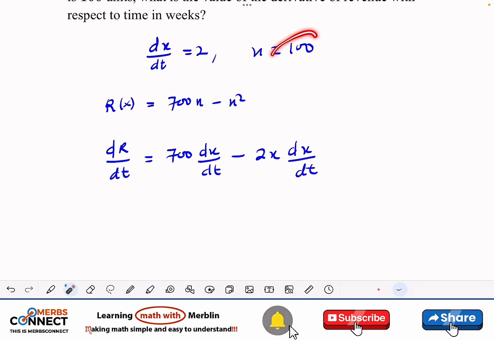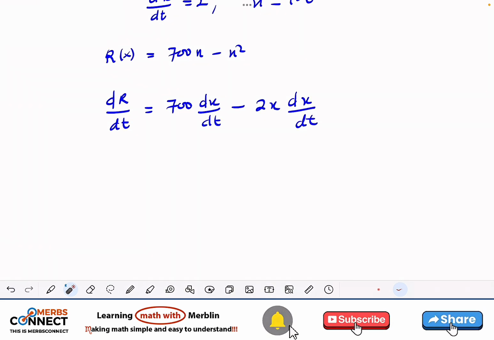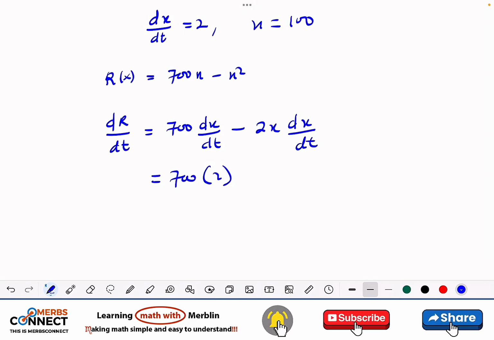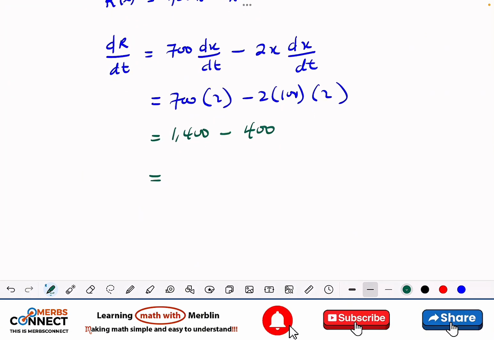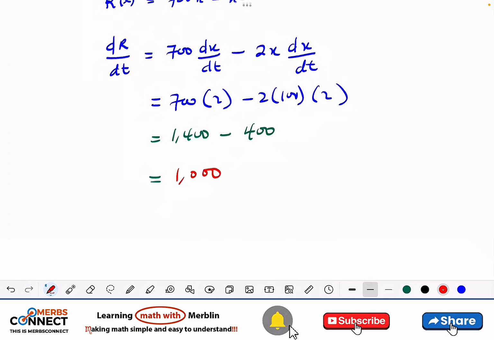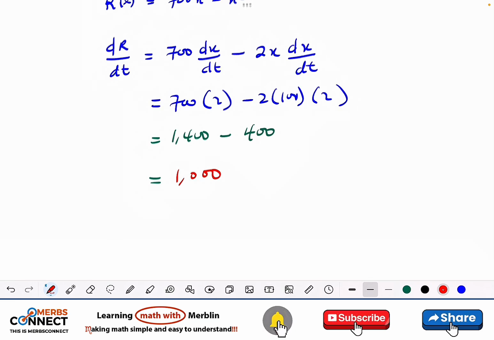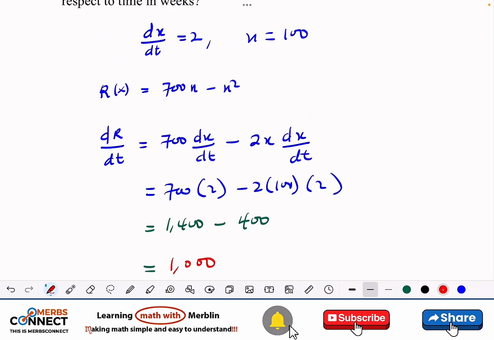So I know x, I know dx over dt. So I'm going to have 700 times 2 minus 2 times 100 times 2. So I'm going to have 1400 minus 400, and this is going to give us 1000. Good. So the change in revenue is 1000. So this is the end of question 7.